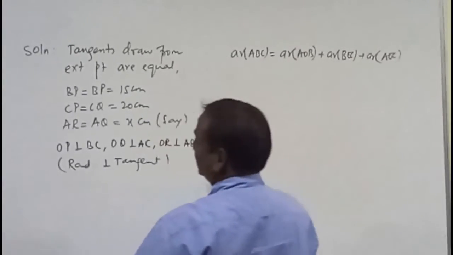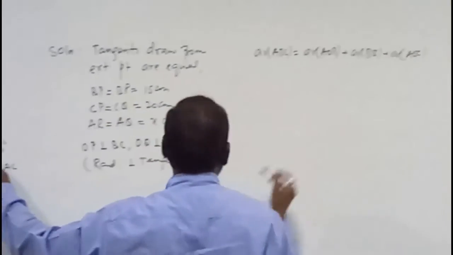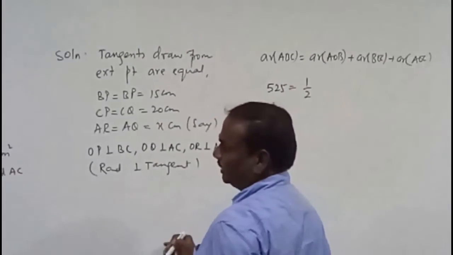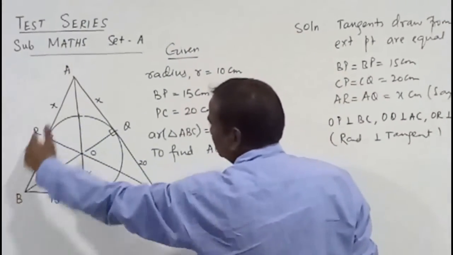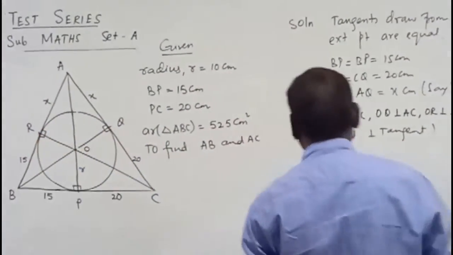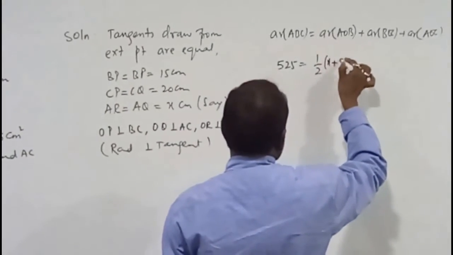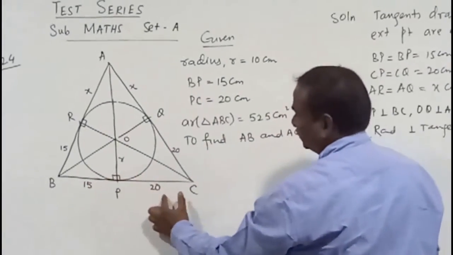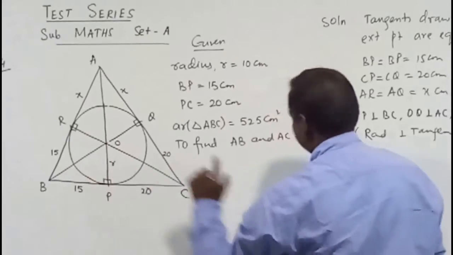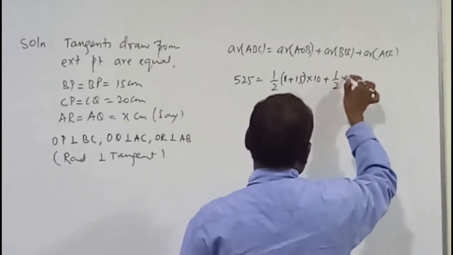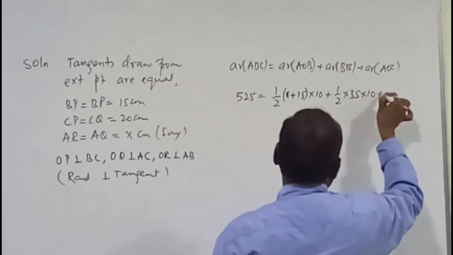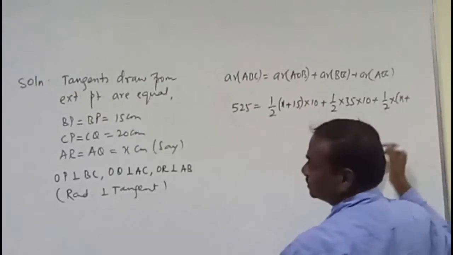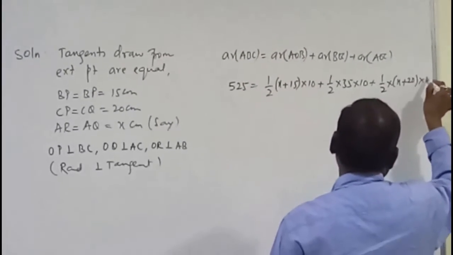Now, area of triangle ABC is given to us as what? 525. So I am writing 525 over here. Area of AOB is half into base into height. For AOB, base is AB, which is X plus 15, and height is OR, that is 10. So we can write half into X plus 15 into 10. For BOC, base is 15 plus 20, 35, and the radius is 10. That's the height. So we can write half into 35 into 10, and for area of AOC, we can write half into X plus 20 into 10.